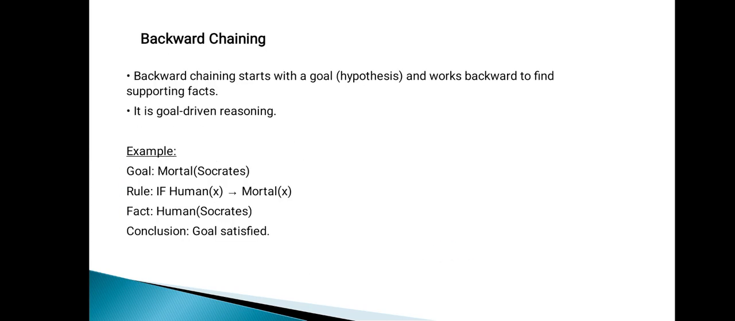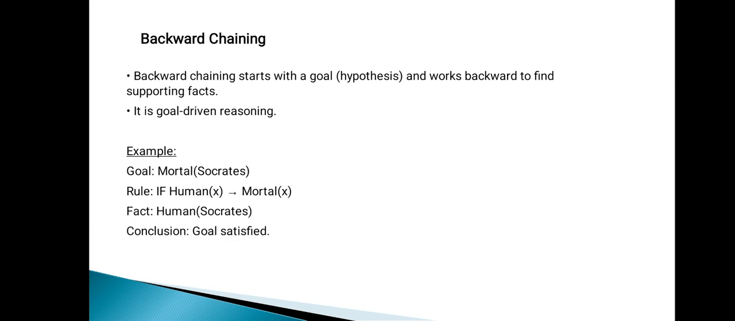Next, backward chaining. Backward chaining works in the opposite direction. Instead of starting with known facts, it starts with a goal or hypothesis. The system then searches for rules that can prove this goal. Next, it checks whether the conditions of this rule are satisfied. If necessary, it creates smaller sub-goals and continues working backward until it reaches known facts. Because it starts with the goal and searches backward, it is called goal-driven reasoning.